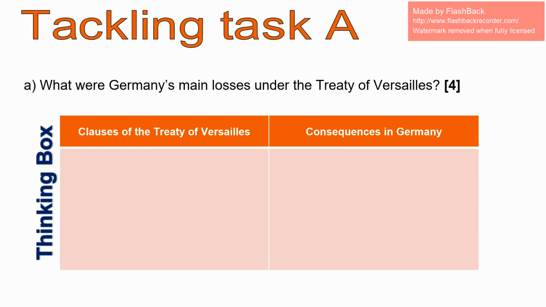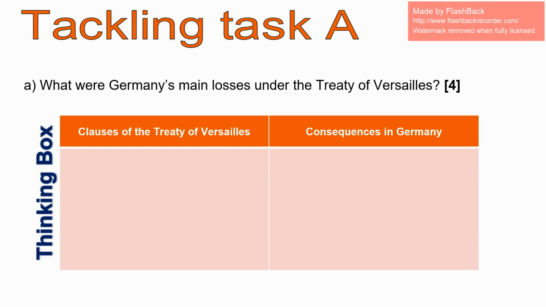So task A, an example of a task A could be this one. What were Germany's main losses under the Treaty of Versailles? So it's worth 4 points. And what I would recommend to do when you're starting practicing for this exam is create a thinking box for each question. Every single question is going to make you think, of course. But questions A are basically mentioning facts. So create a thinking box.